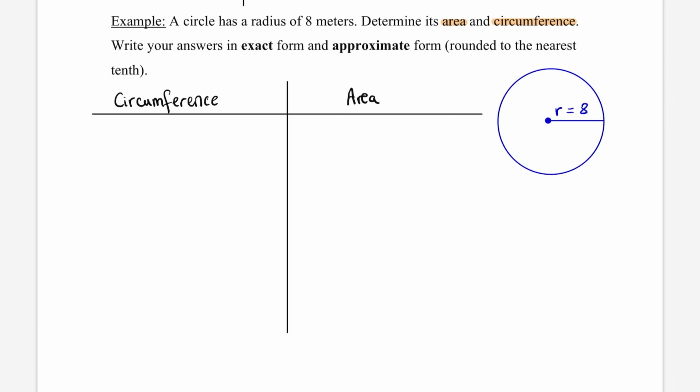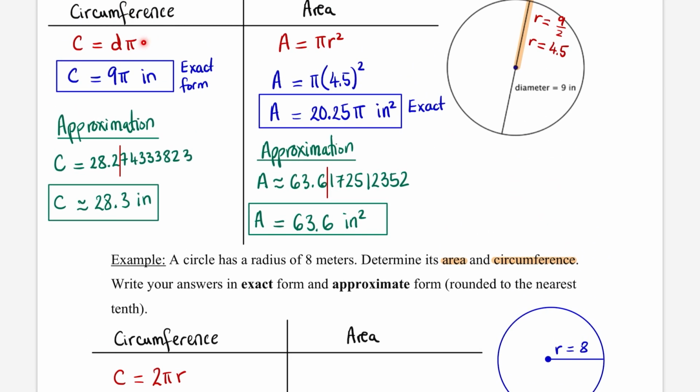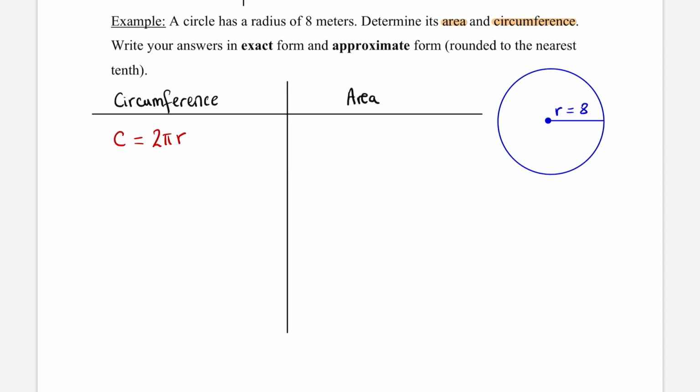The formula for the circumference is 2 pi r. 2 times pi times the radius. The reason why I use this formula instead of d times pi is that in this problem I have the radius, so I use the one with the radius, 2 times pi times radius. And the area formula is pi times r squared.